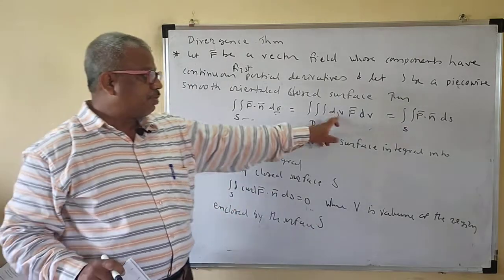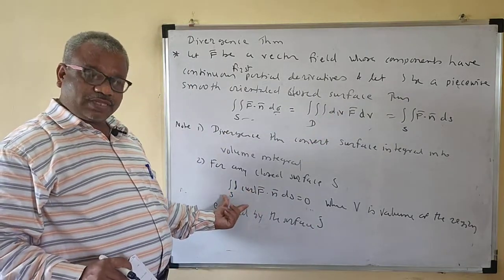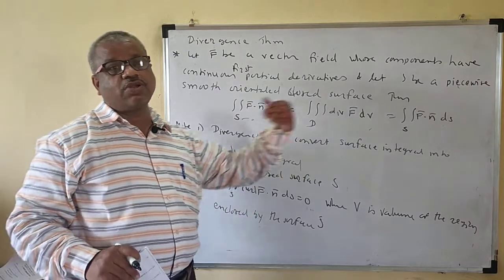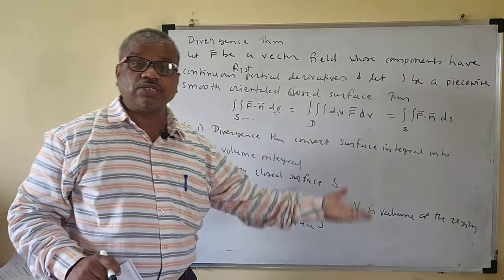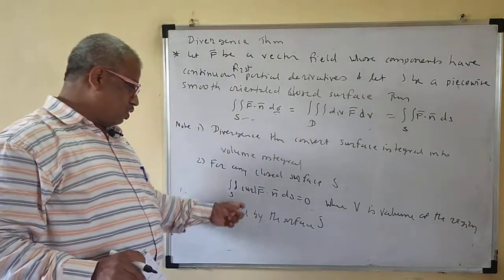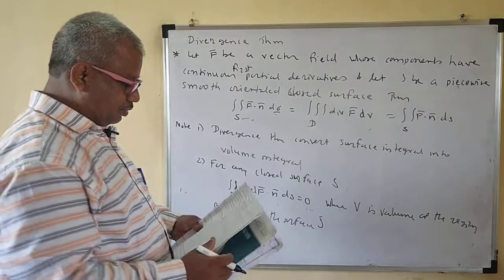Note that this is the surface integral of curl of F bar, and this is the triple integral of the divergence of curl of F bar. But the divergence of curl of F bar is always 0. So this is 0 therefore. Note that.